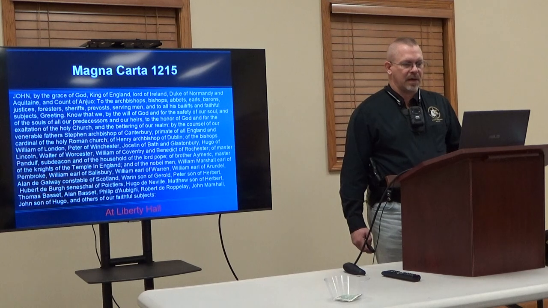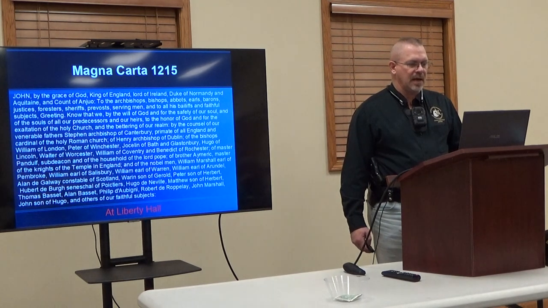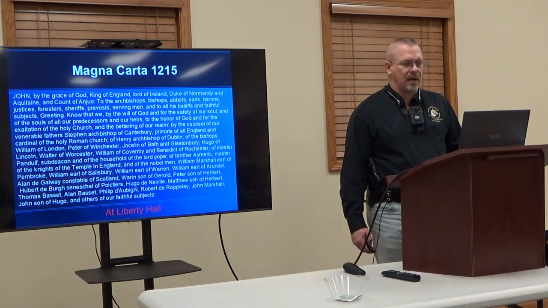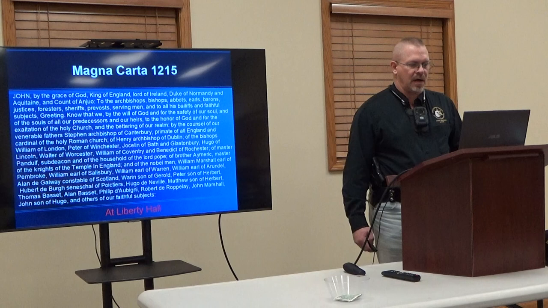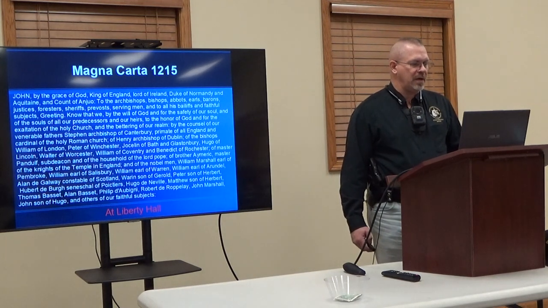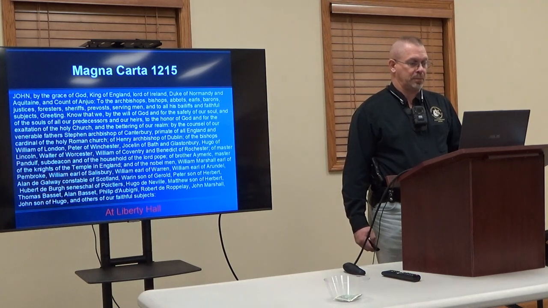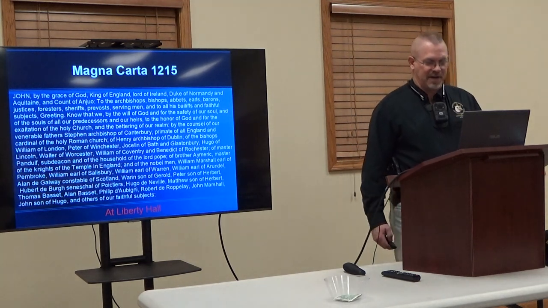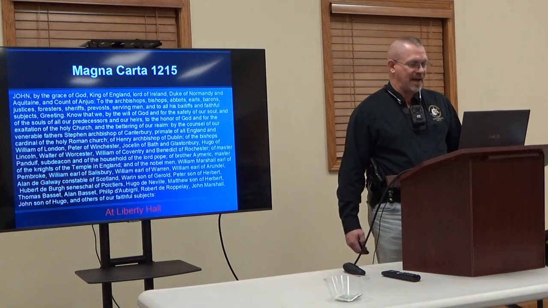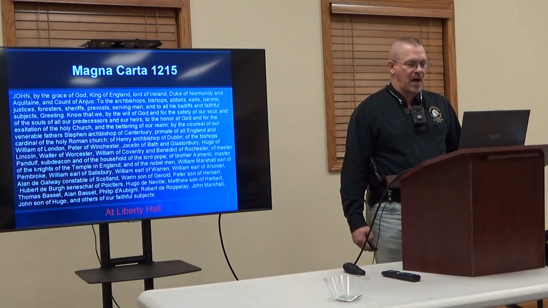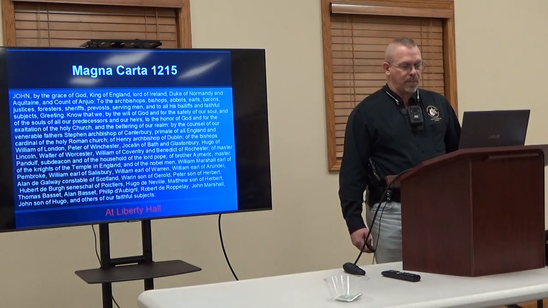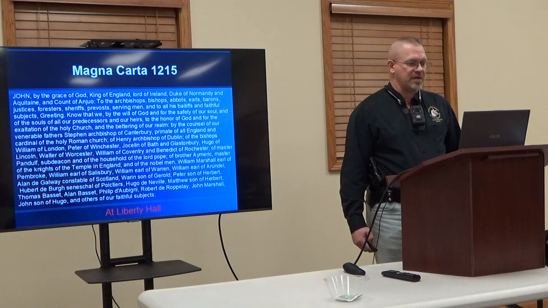of Brother Americ, Master of the Knights of the Temple in England, and of the noblemen William Marshall, Earl of Pembroke, William, Earl of Salisbury, William, Earl of Warren, William, Earl of Arundel, Alan de Galloway, Constable of Scotland, Warren son of Gerald, Peter son of Herbert, Hubert de Burgh, Hugo de Neville, Matthew son of Herbert, Thomas Bassett, Alan Bassett, Philip de Aubigny, Robert de Ropsley, John Marshall, John son of Hugo, and others of our faithful subjects.